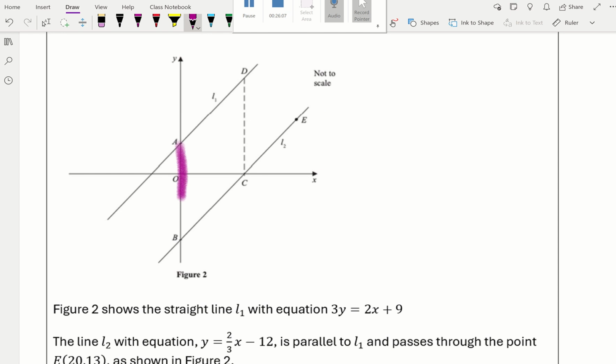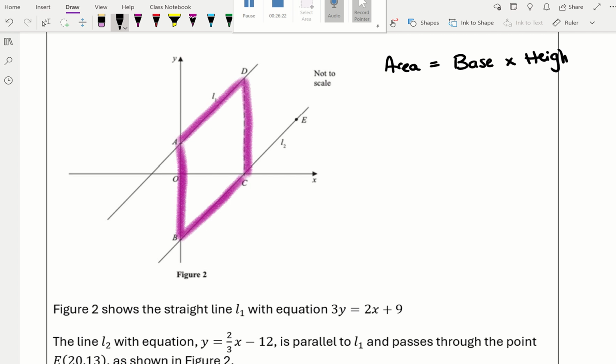So ABCD is a parallelogram. Well, the area of a parallelogram is base times height. You will not find that in your formula booklet. Base times height. So this is the height from O to C, and the base is A to B. So what we really need to do is find points A, B, and C.